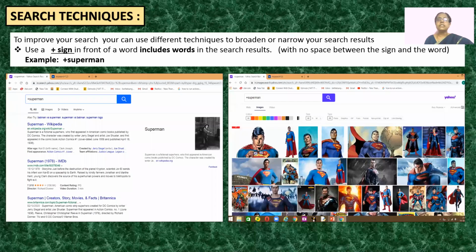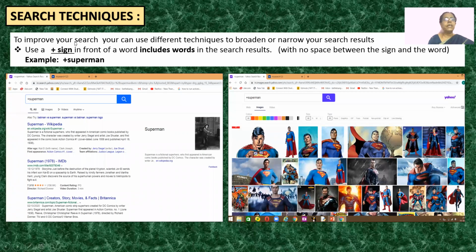Search techniques. Now, there are very informative ways of searching things so that it makes work much easier and gives you better results. It broadens the way of searching information. Now, the first thing that you use is the plus sign before the word that you are going to search for.